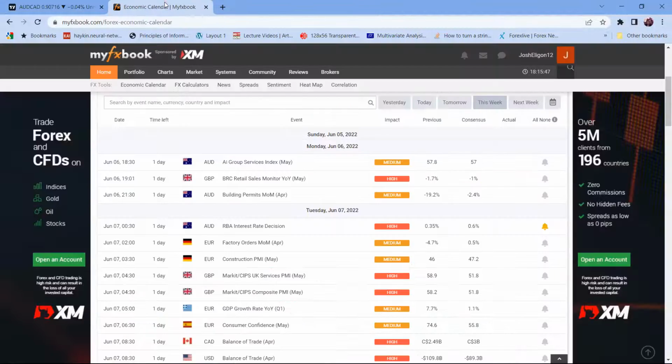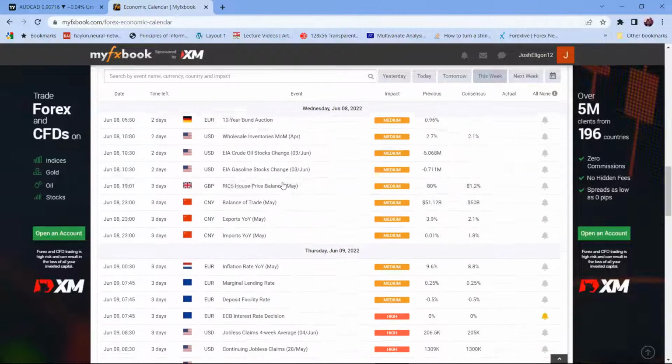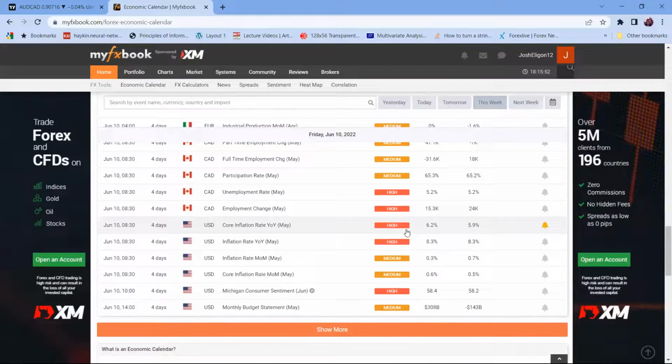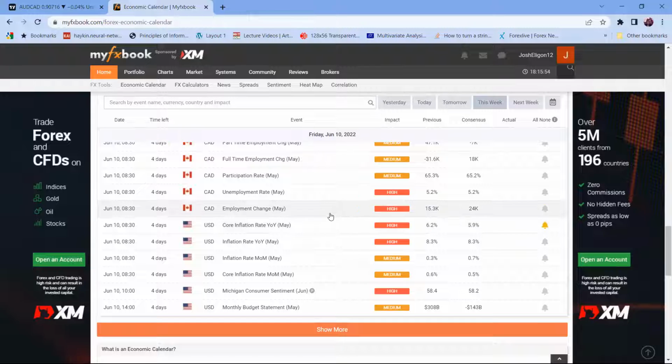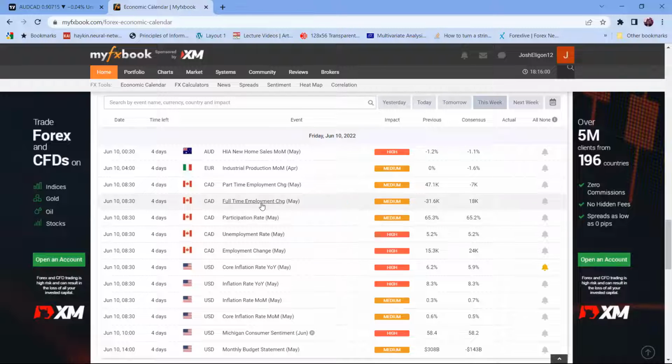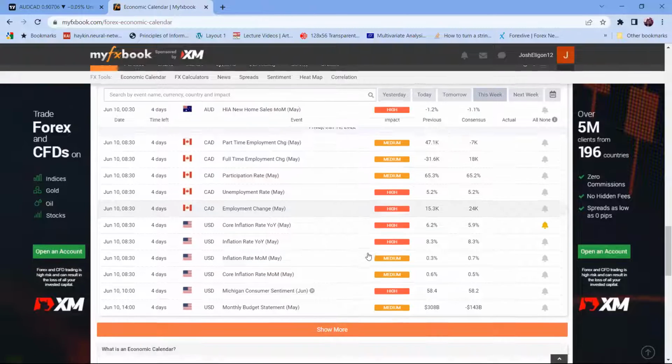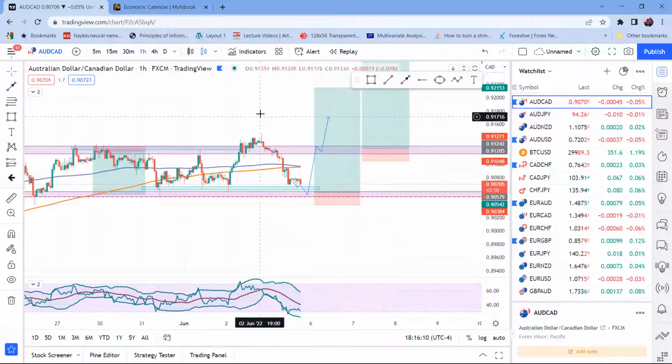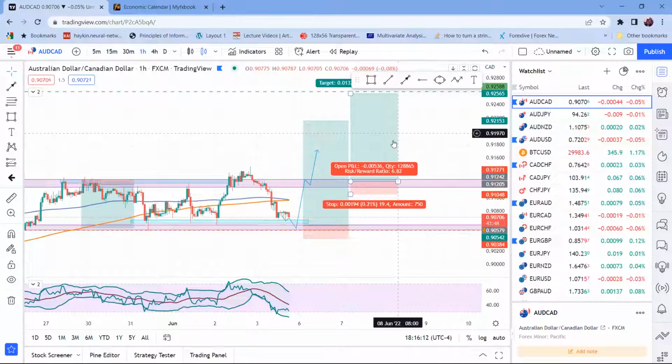We also have some CAD news that could possibly come up bearish. I believe it's on Friday, right? So we have employment change and unemployment numbers and stuff like that. So depending on how this set of news comes out, we could see a possible drastic move on Friday as well, again for that continuation moving upwards.